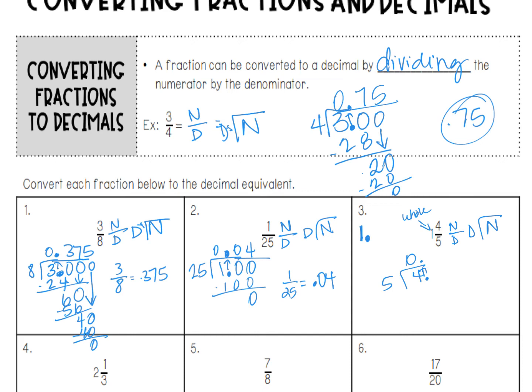And I know that 5 can go into 40 8 times, and 8 times 5 is 40. And 40 minus 40 is 0. So 4/5 is equivalent to 8/10 as a decimal. And I already have 1 whole, so my answer is going to be 1 whole and 8/10. Don't forget about your whole number, please.